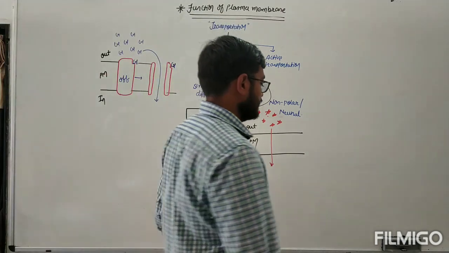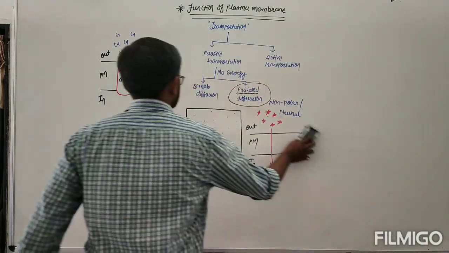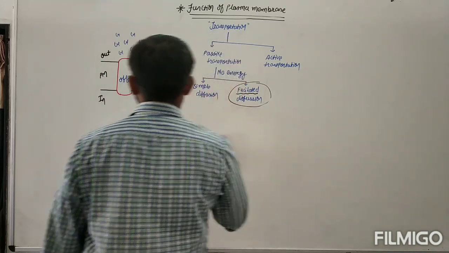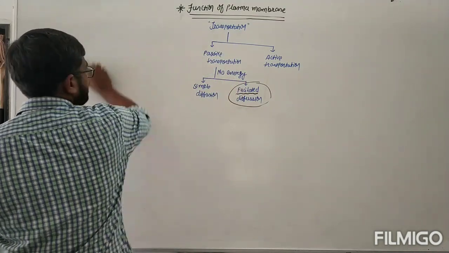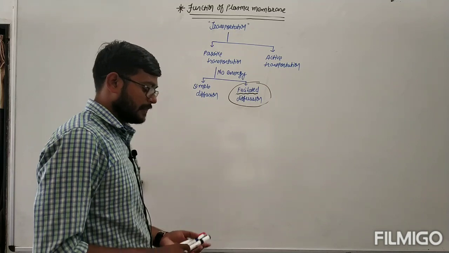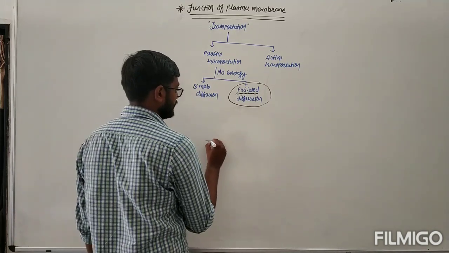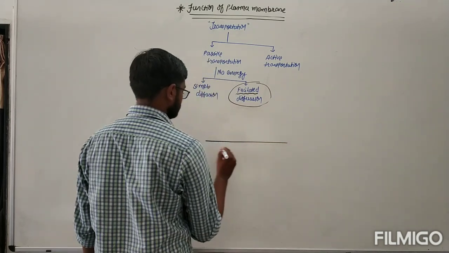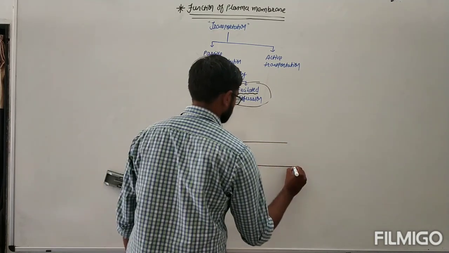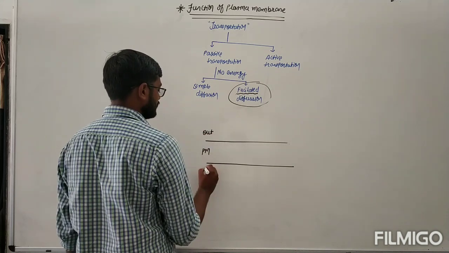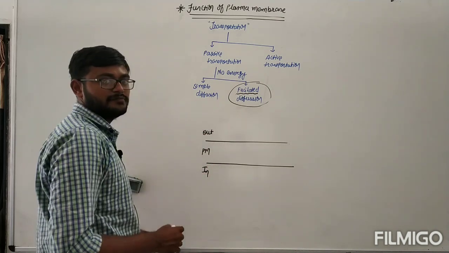Okay, so dear students, let's move on to learning active transport. What does active transport suggest to us? Let's take an example again. This is a plasma membrane. This is the outer face of the plasma membrane. This is the inner face of the plasma membrane.